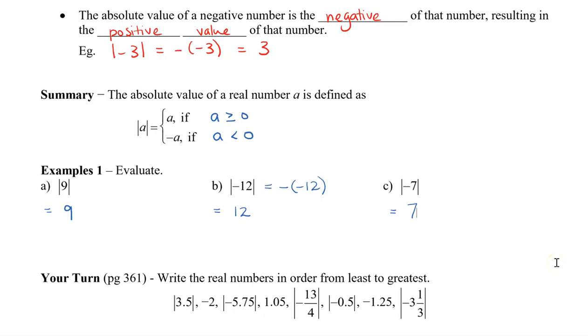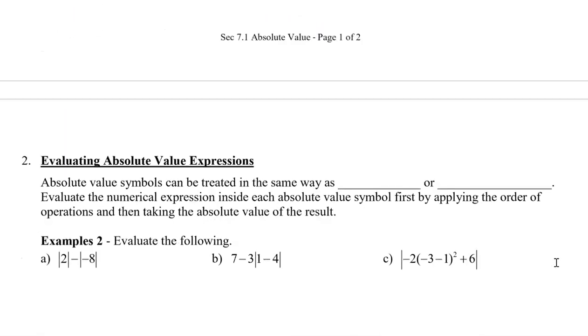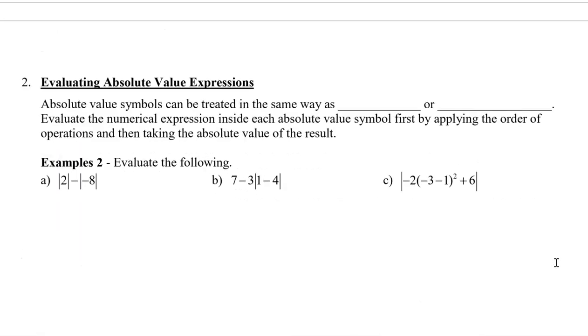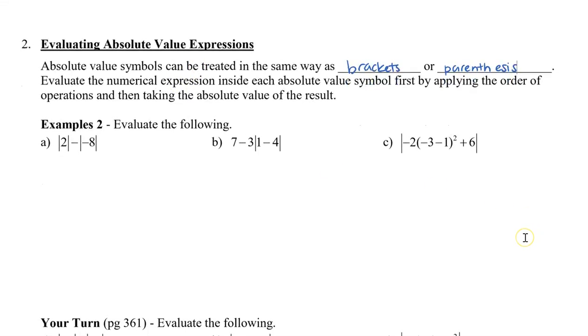All right, let's next take a look at evaluating absolute value expressions. Now, we can think of absolute value symbols and treat them in the same way as brackets or parentheses. We evaluate the numerical expression inside each absolute value symbol first by applying the order of operations and then taking the absolute value of the result. So let's take a look at these examples here.